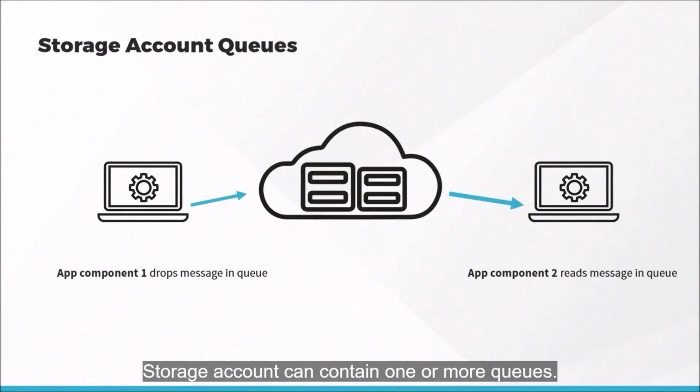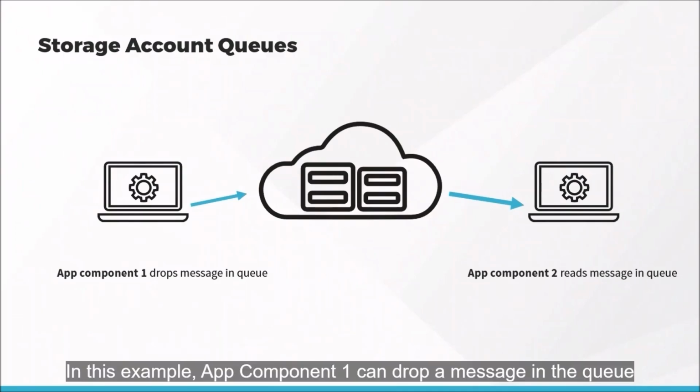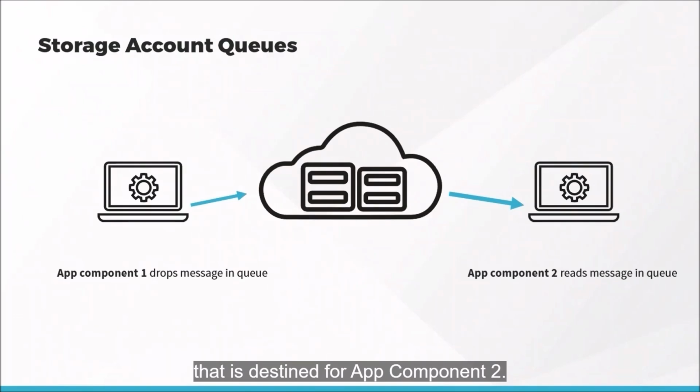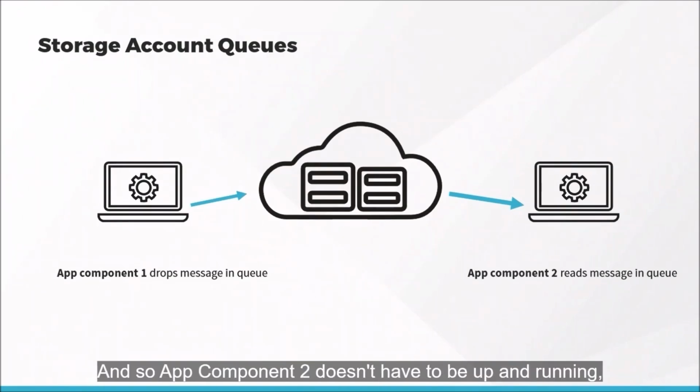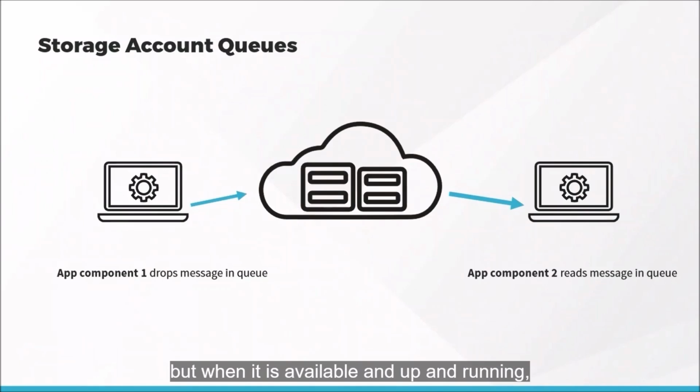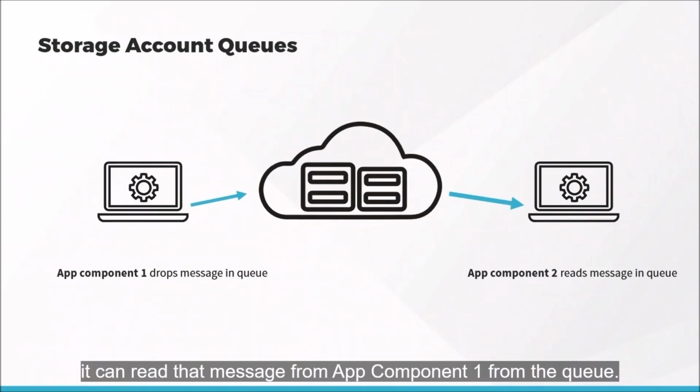Storage account can contain 1 or more queues. This is of primary interest to software developers. In our diagram on the left, we have an app component called app component 1, and on the right, another one called app component 2. In this example, app component 1 can drop a message in the queue that is destined for app component 2. And so App Component 2 doesn't have to be up and running, but when it is available and up and running, it can read that message from App Component 1 from the queue.